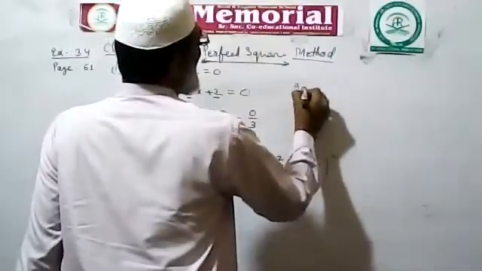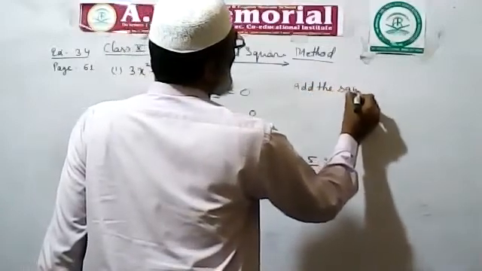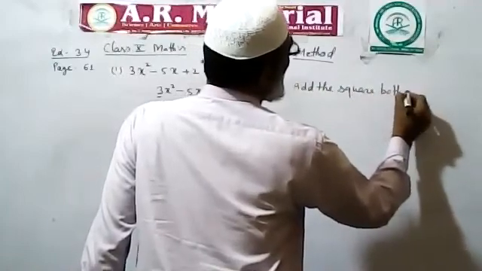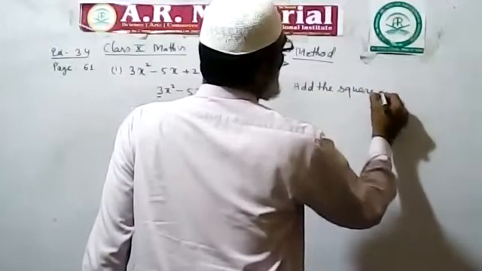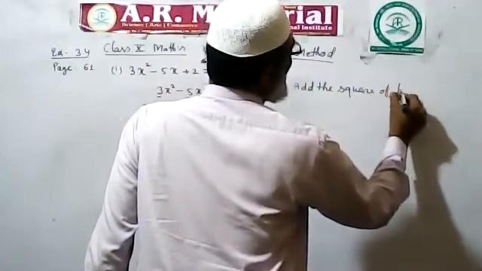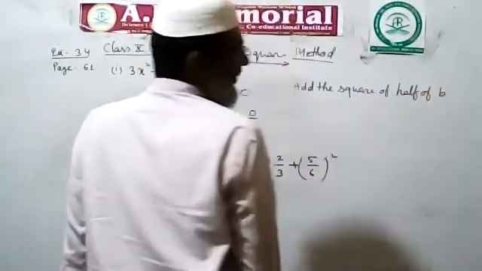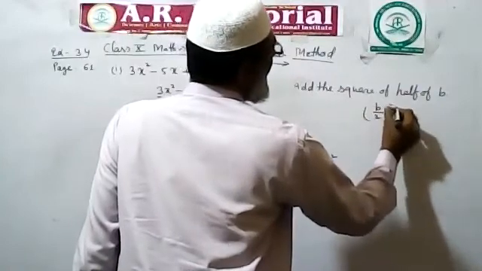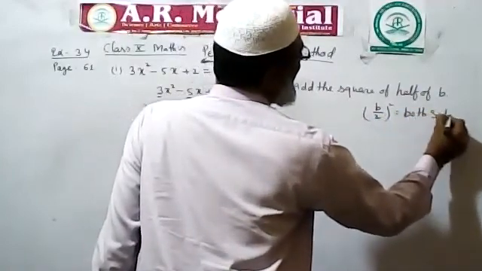Add the square. Add the square of half of B, B upon 2, on both sides, RHS and LHS.